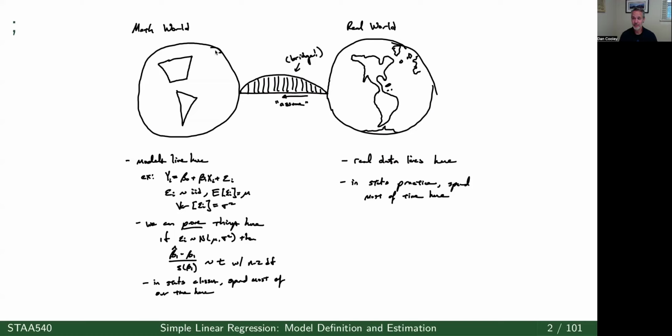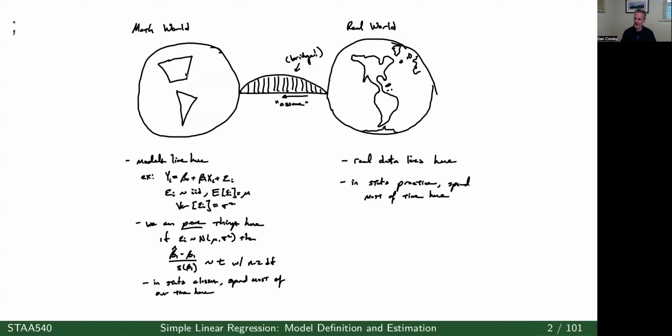What we do in statistics, or what we really do a lot in statistics classes, is we live over here in the math world. And basically, this is supposed to be a bridge between the two worlds. What we do is we take the data that starts over in the real world, we carry it across this bridge, we make some assumptions, and then we say, well, let's use this simplification to describe things.